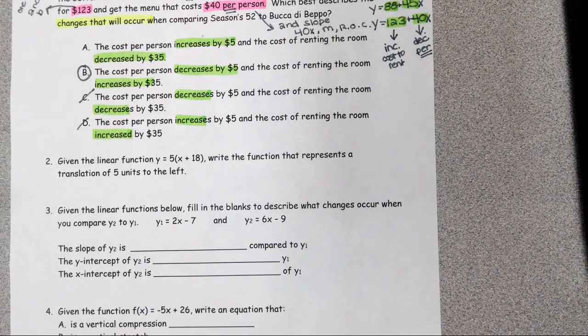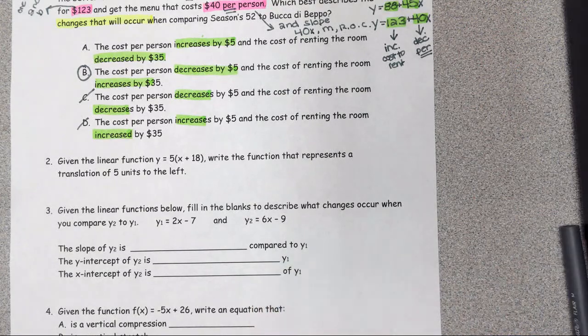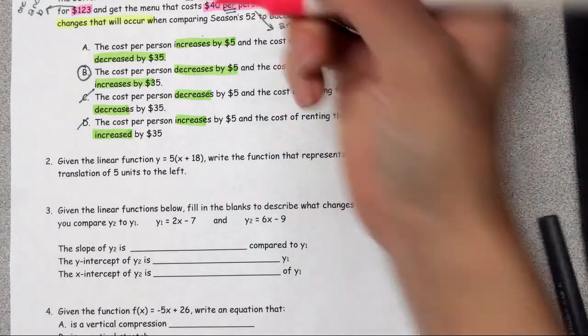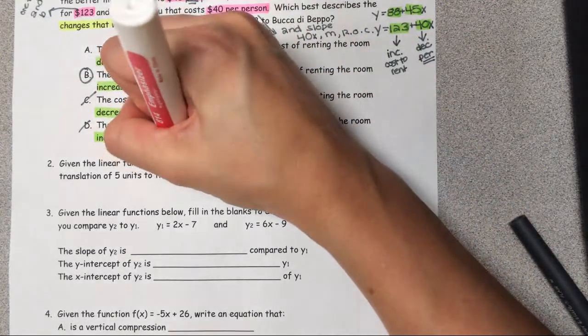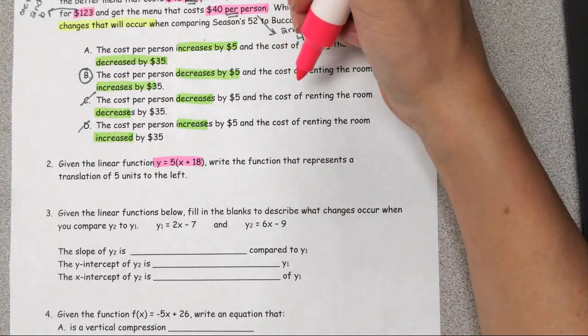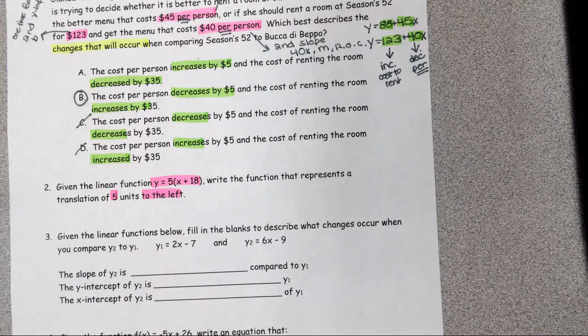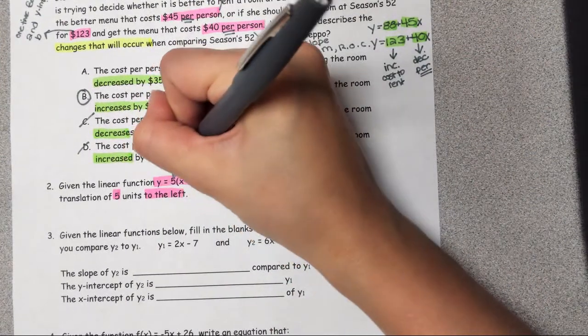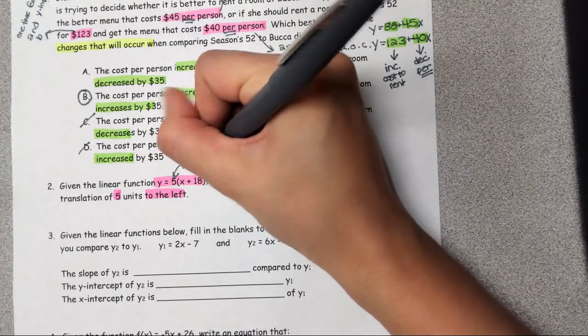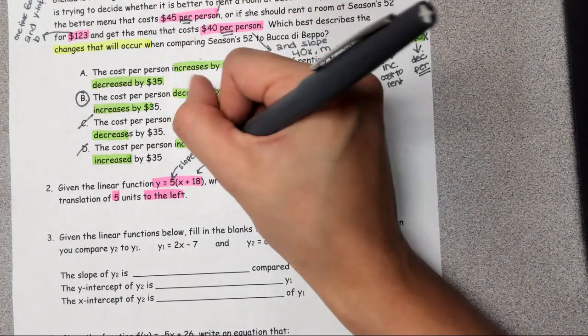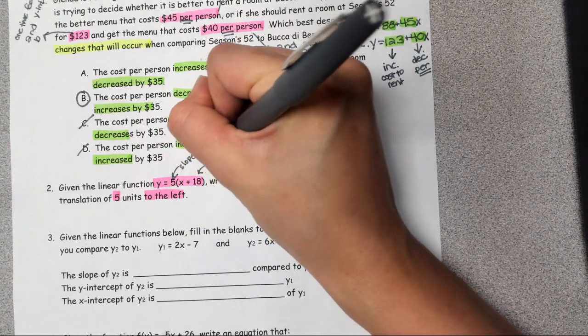Given the linear function y equals 5 parentheses x plus 18, write the function that represents a translation of 5 units to the left. Okay, guys, you can use your highlighting techniques on even short problems like this. So for example, my equation's important, and we're writing the function that represents a translation of 5 to the left. And I'm going to dump. This 5 right here is the slope. This plus 18, since it's inside the parentheses next to the x, it's the opposite, so it's going to be left 18.